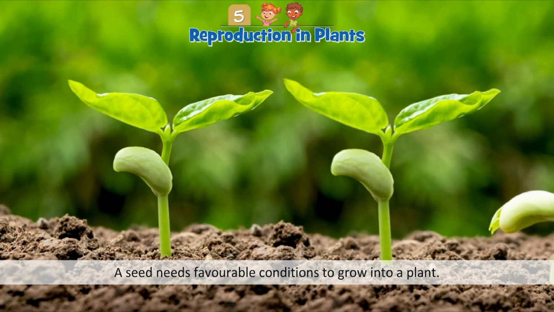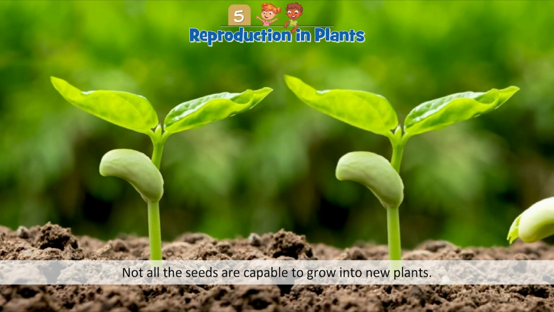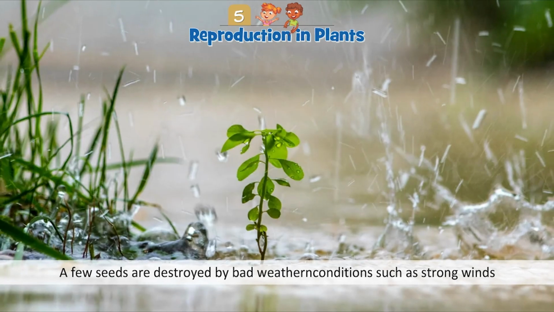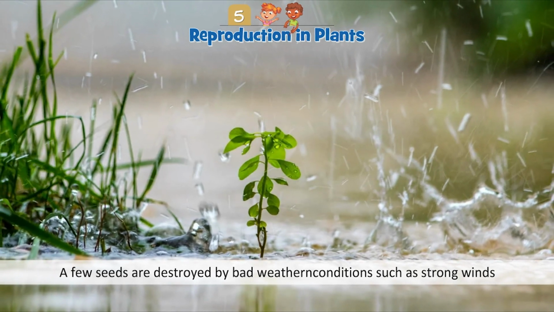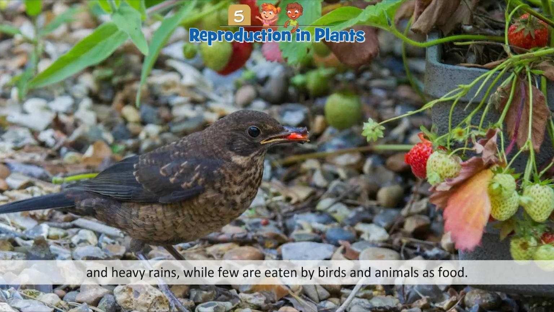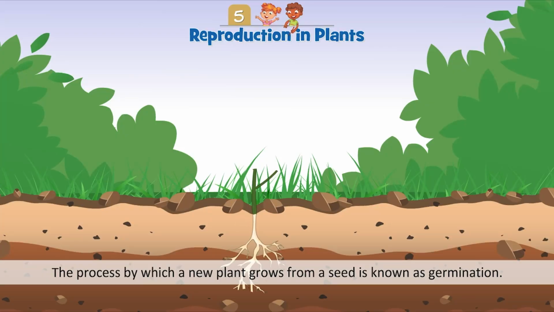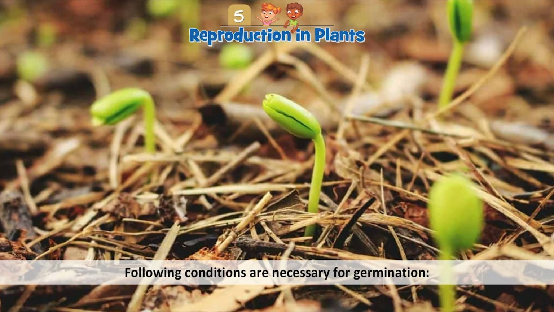Germination of seeds. A seed needs favorable conditions to grow into a plant. Not all the seeds are capable to grow into new plants. A few seeds are destroyed by bad weather conditions such as strong winds and heavy rains, while few are eaten by birds and animals as food. The process by which a new plant grows from a seed is known as germination.